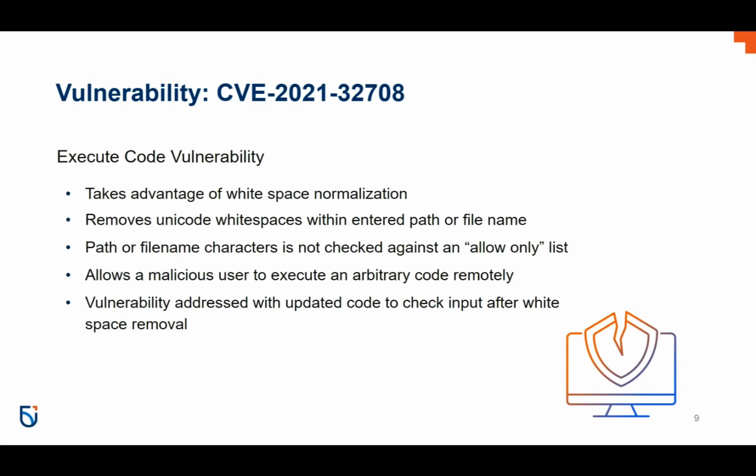The way the attack would work is that the attacker would provide a path name with some unsupported characters. The unsupported characters would be replaced with white spaces. If the attacker smartly phrased a path, then he or she could execute the code from within the library, as the characters would get removed. This vulnerability is addressed with some code changes, which we will be having a look at in the later part of the presentation.